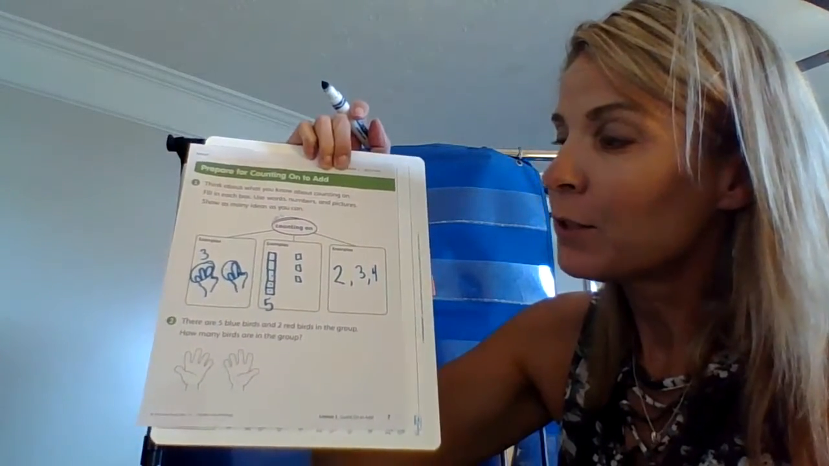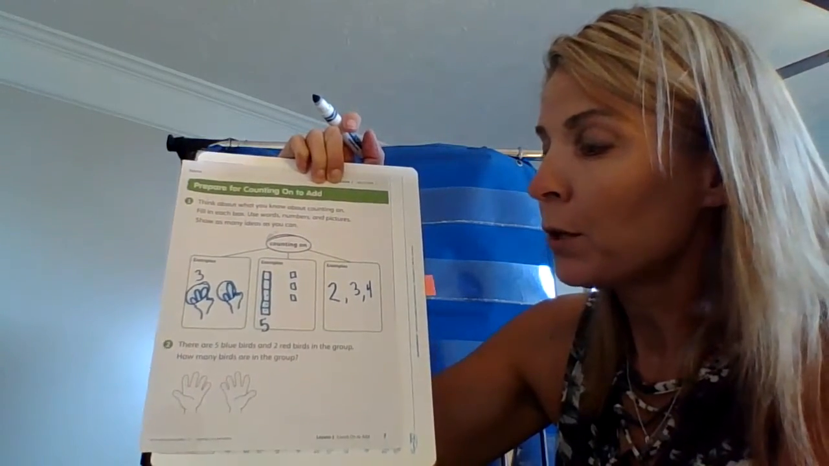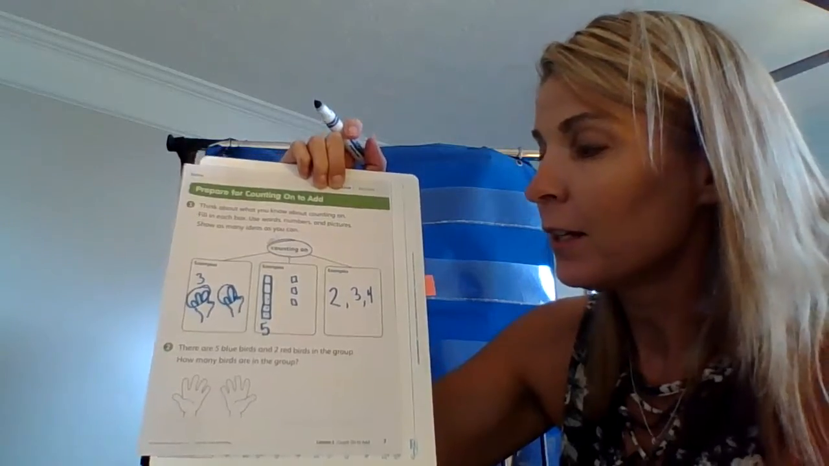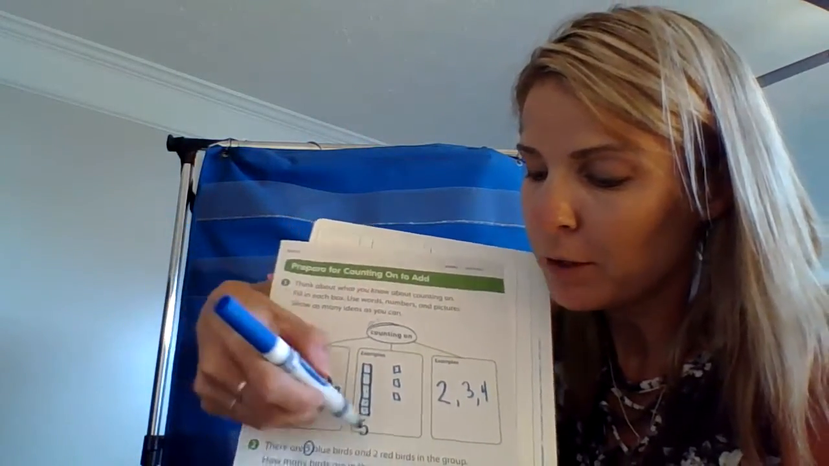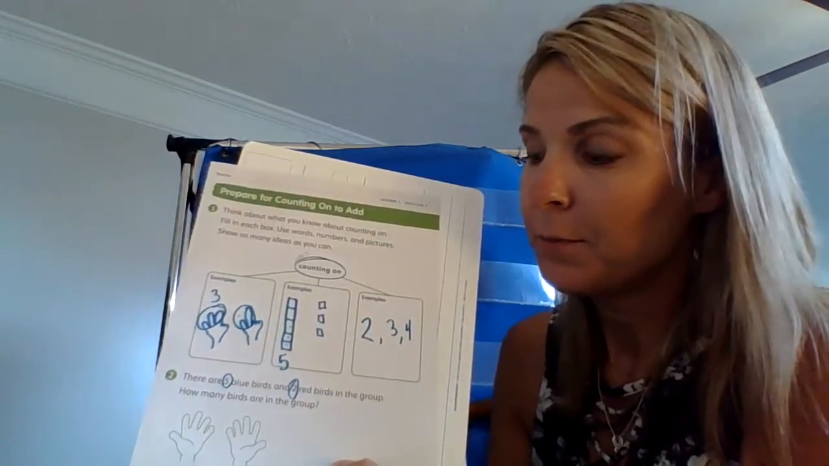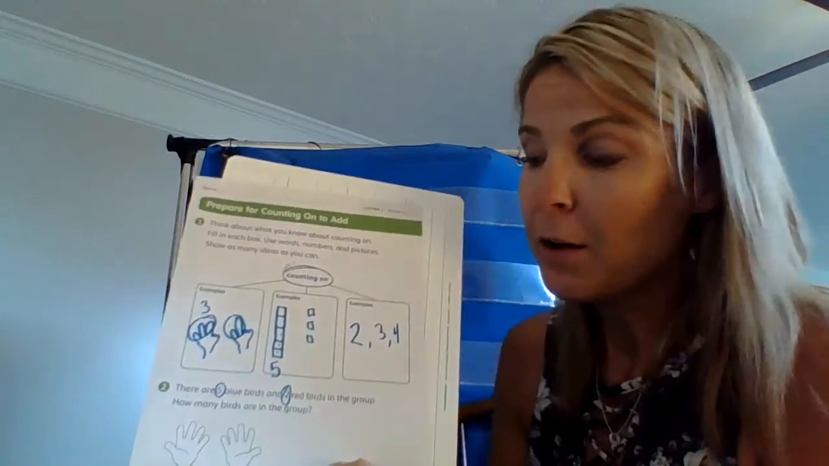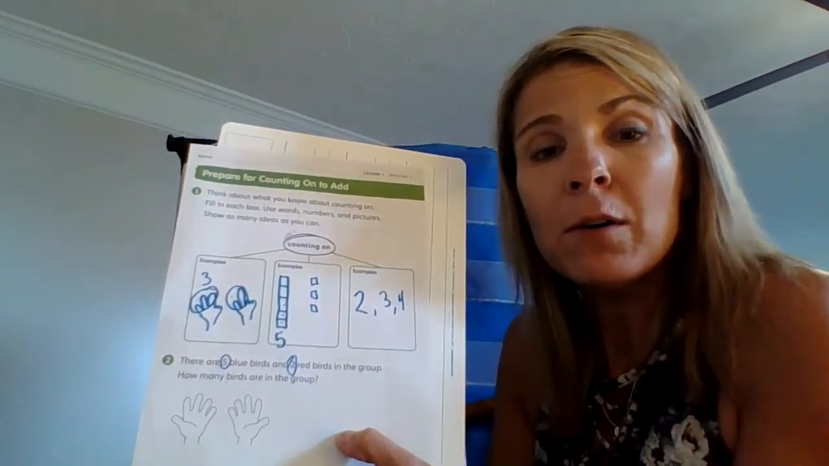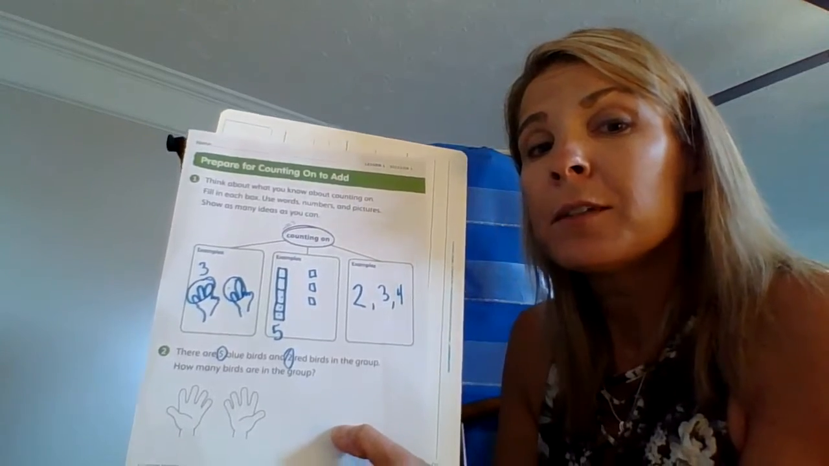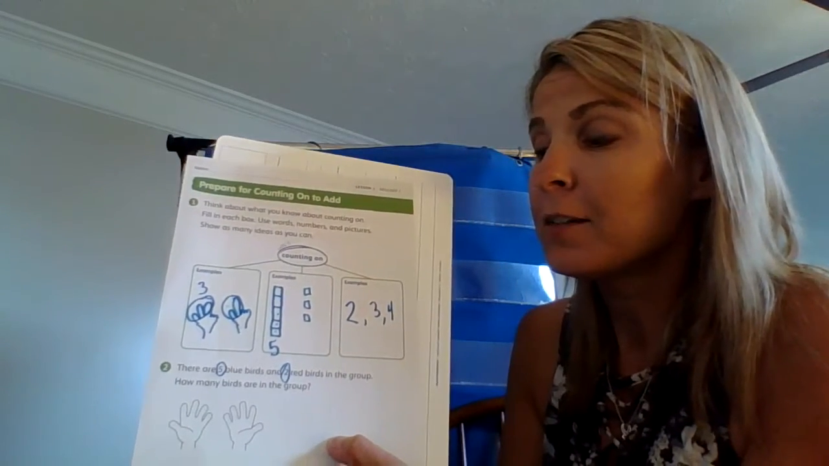So here we go with number 2. There are 5 bluebirds and 2 redbirds in the group. These are important numbers right here. 5 bluebirds, 2 redbirds. The question is, how many birds are in the group? That means in all. We're going to count on. So what's the higher number? What's the bigger number? The greatest number is 5.